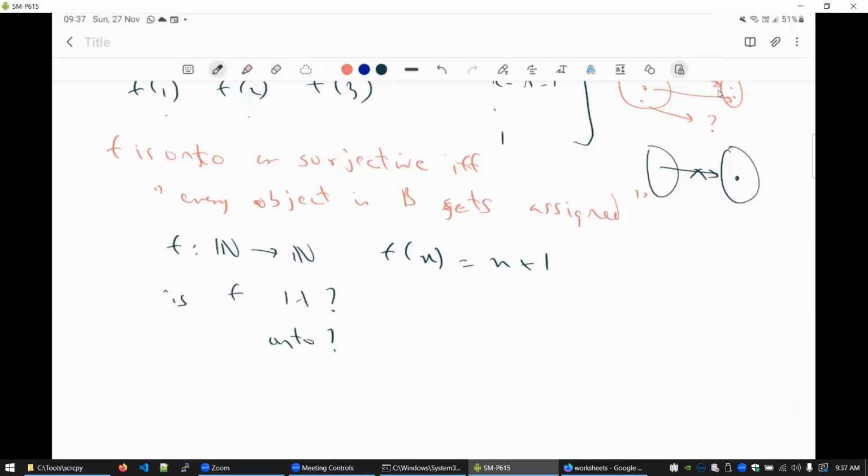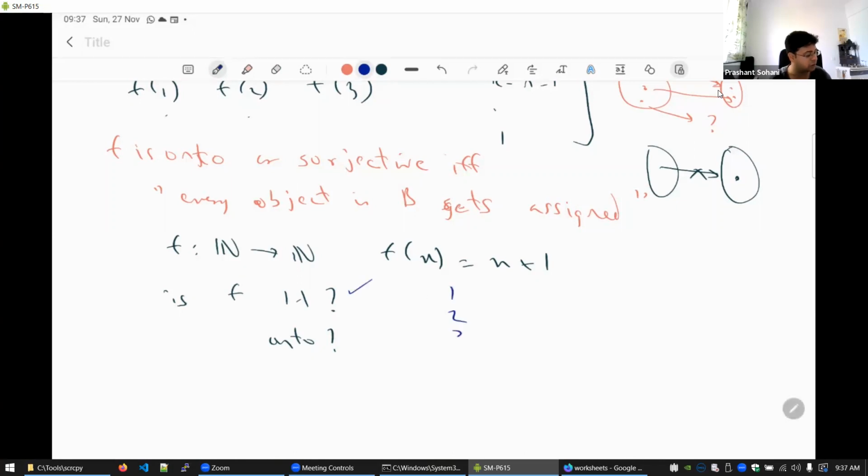So it will be 1 to 1, right? It will be 1, right? Yeah, 1. But is it onto? So it won't be onto because the first element won't be mapped. Correct. Like if we start with 1, the mapping would start from 2.